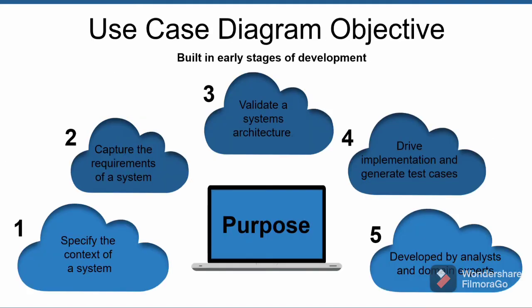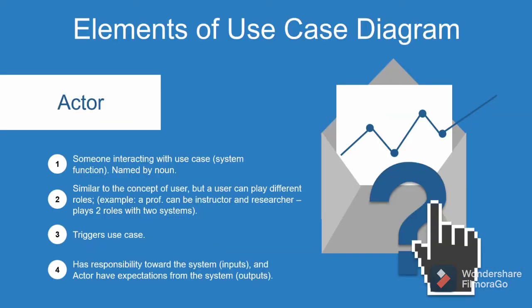Use case diagram objective. We have here 5 purposes. First is to specify the context of a system. Next, capture the requirements of a system, validate a system's architecture, drive implementation and generate test cases, and develop by analysts and domain experts.